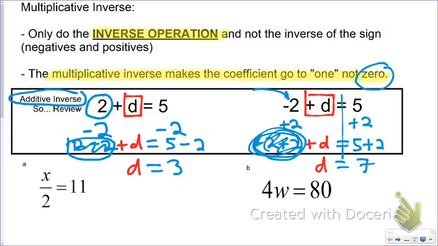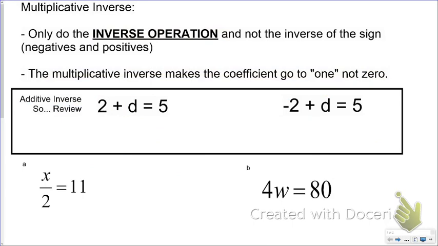But now we're going to start doing multiplication and division. Let's clear this out. And let's look at the examples below. So let's look at just A. Notice in this case, I've got x, and it's not being added or subtracted by 2. It's being divided by 2. So this line here means division, right? So x divided by 2 is equal to 11. So what does x have to be equal to?